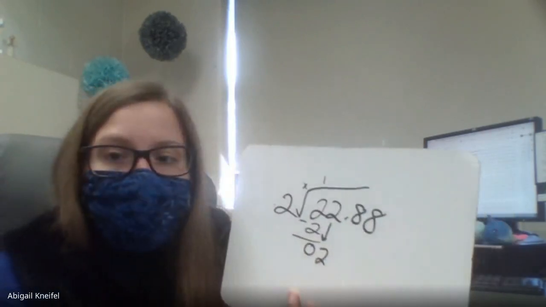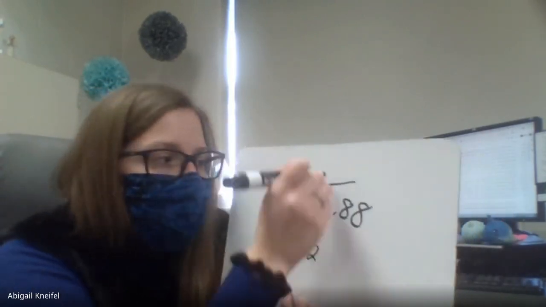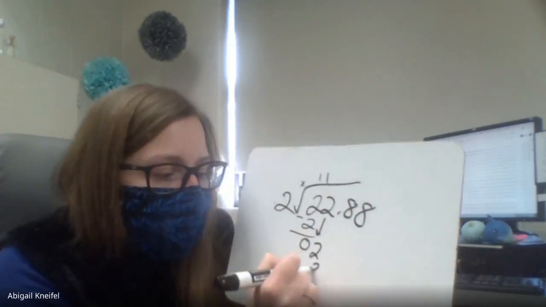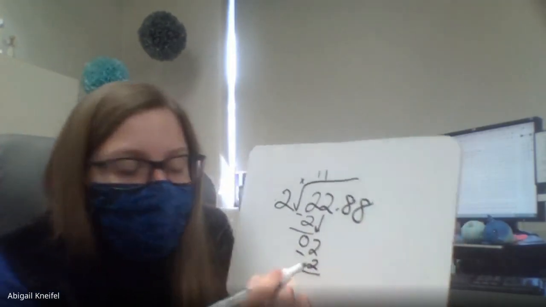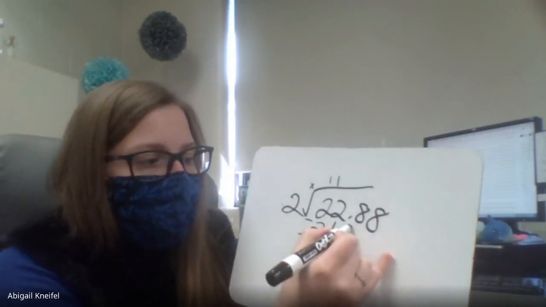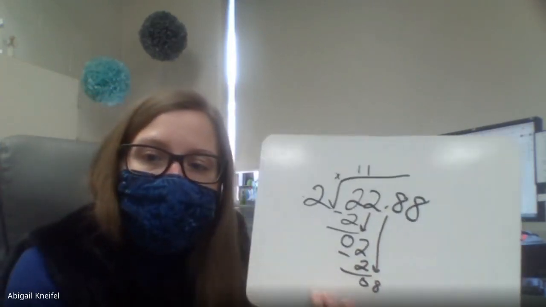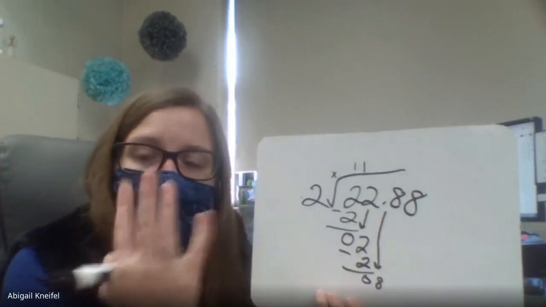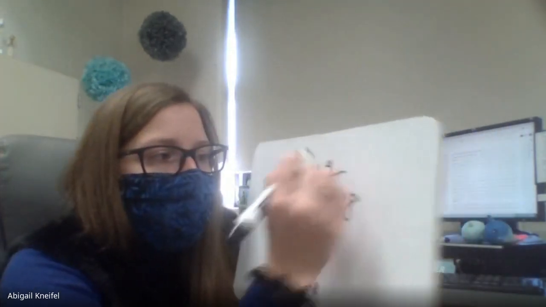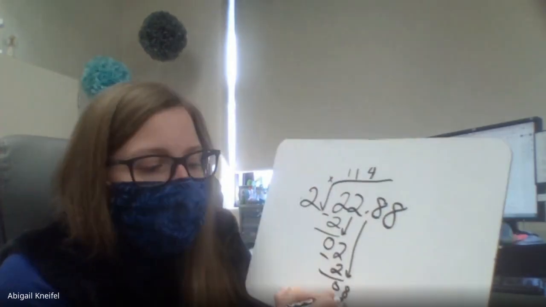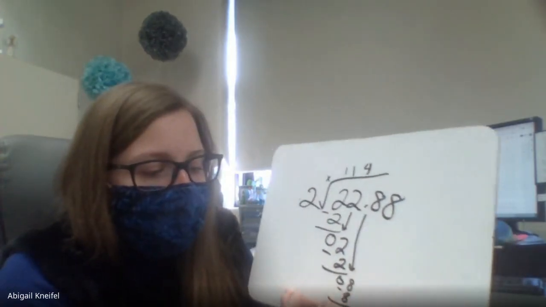2 can go into 2. How many times? 1 time. Now 1 times 2 is 2. 2 minus 2 equals 0. Then I need to bring down my next number, which is 8. How many times can 2 go into 8? 2, 4, 6, 8. It can go in 4 times. So I'm going to put a 4 up here. 2 times 4 is 8. 8 minus 8 equals 0.